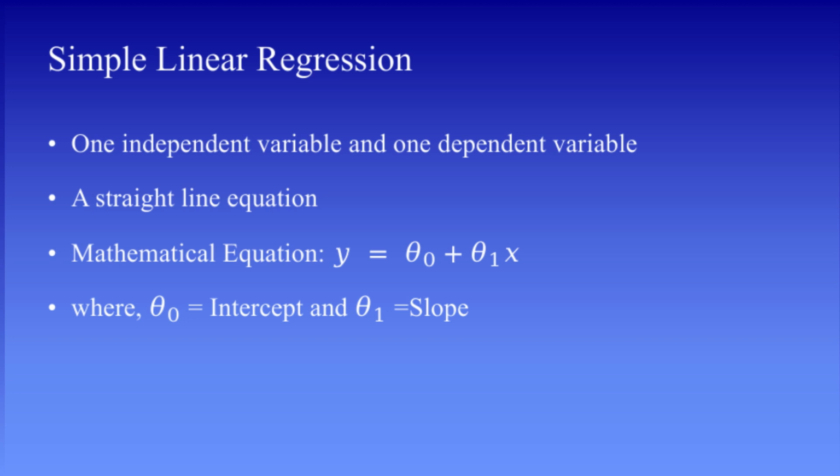So, in summary, simple linear regression is used when there is one input variable. The relationship is approximately linear, and we want to predict a continuous output. It serves as the building block for more advanced regression techniques.